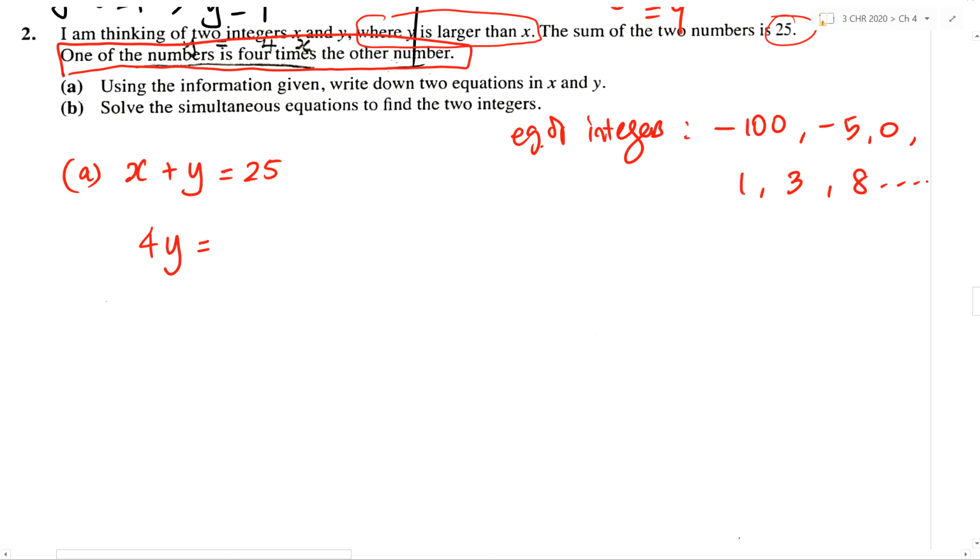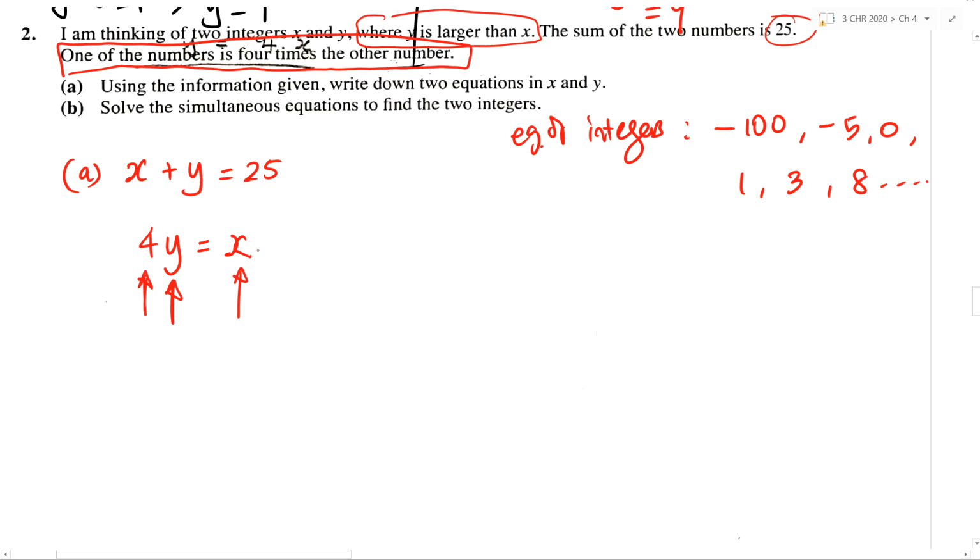One number times 4 gives me the other number. What is the other number? X. Okay, then we look at this again. Does this make sense? X equals to 4 times Y. Why doesn't it make sense? Because Y is supposed to be the bigger number, isn't it?